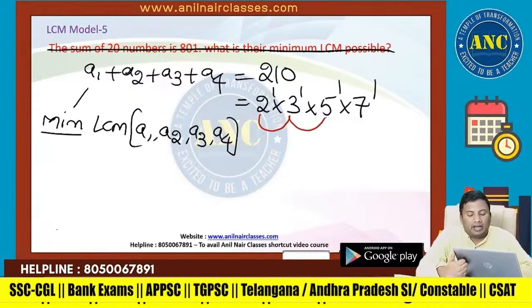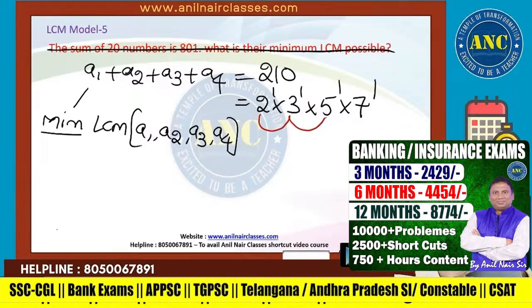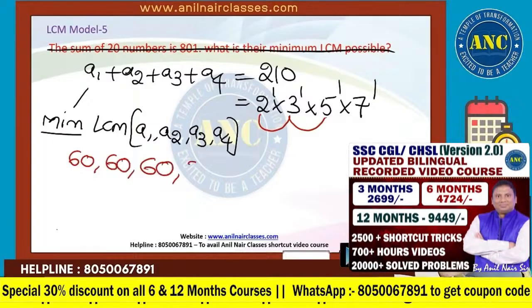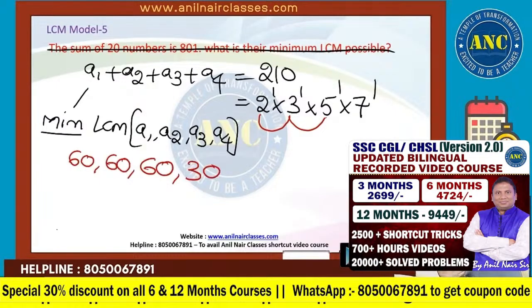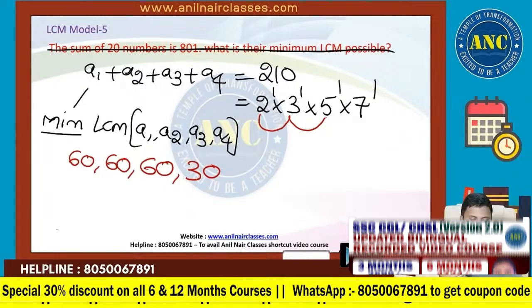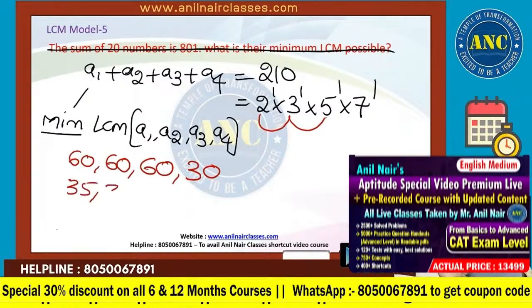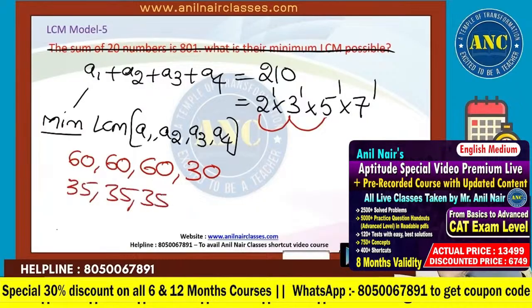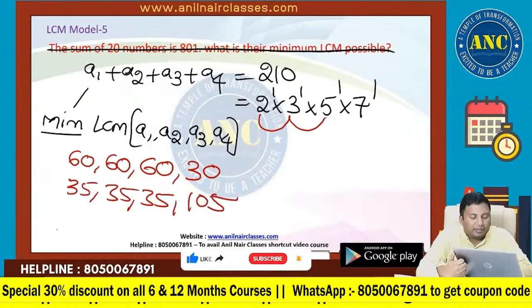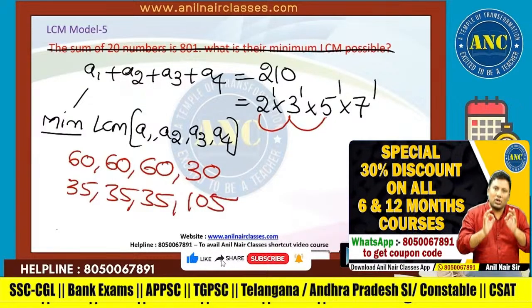210 divided by 3 is 70. Multiple of 30 closer to 70: 60, 60, 60, 30. One case. 7 5s are 35. Multiple of 35: 35, 35, 35, 105. Next is 105. 105 plus 105 is 210.